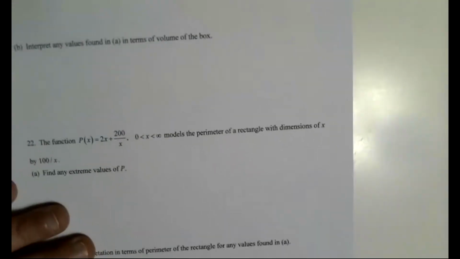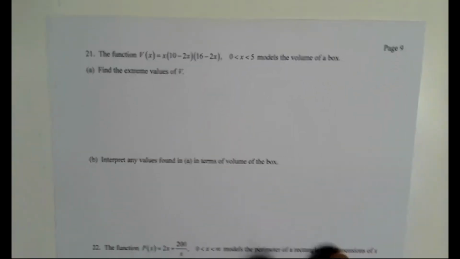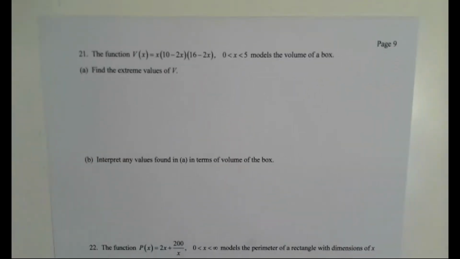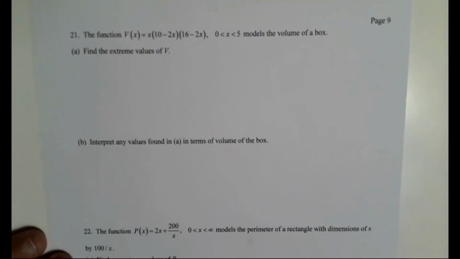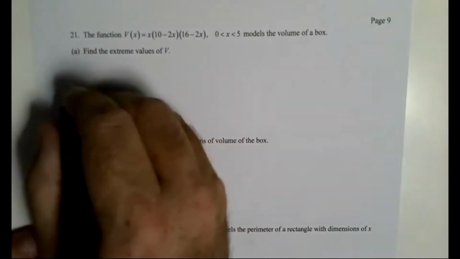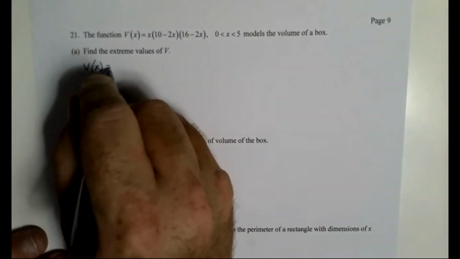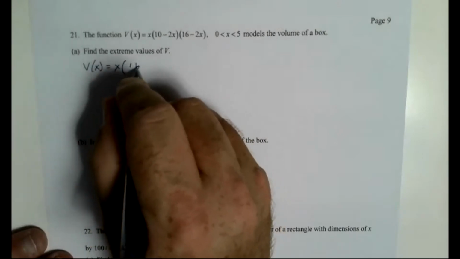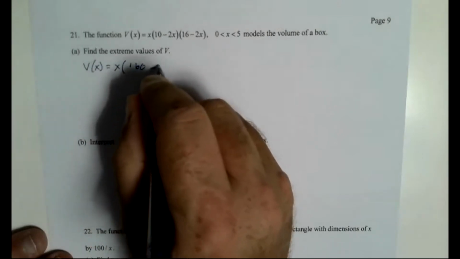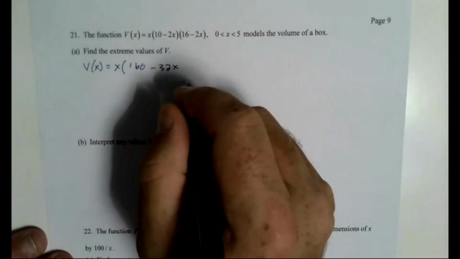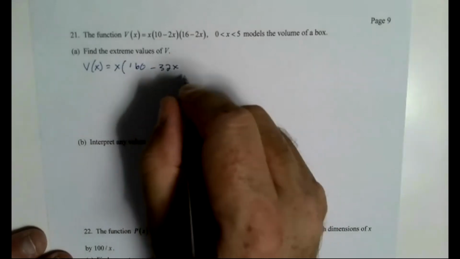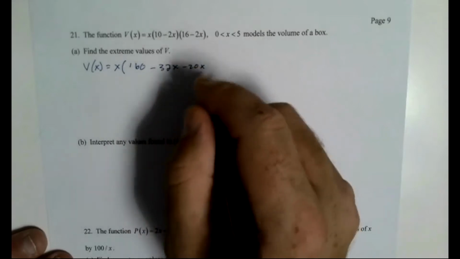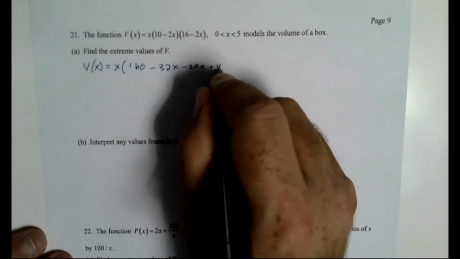Whew. Hard work. Almost there. Function models volume of a box, find the extreme values of V. V of X equals X times 160 minus 32X minus 20X plus 4X squared.